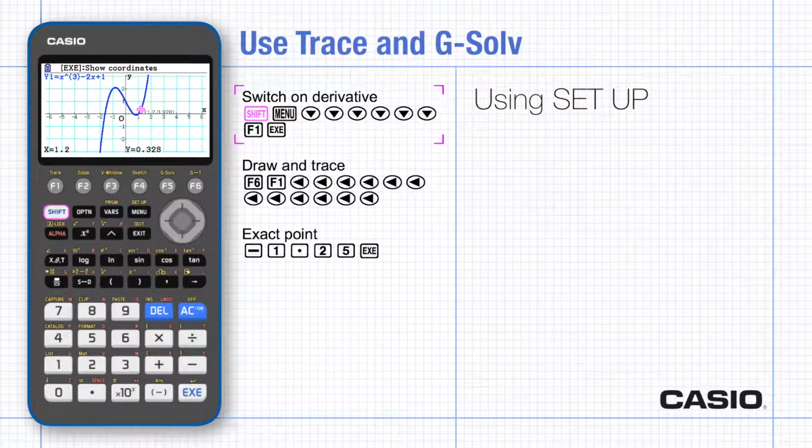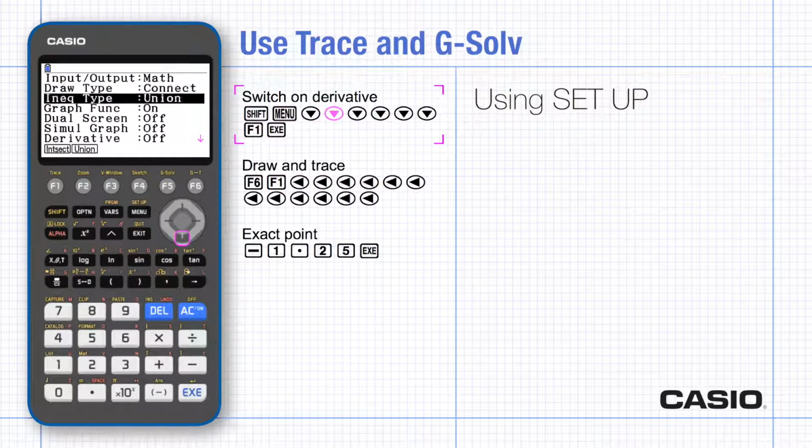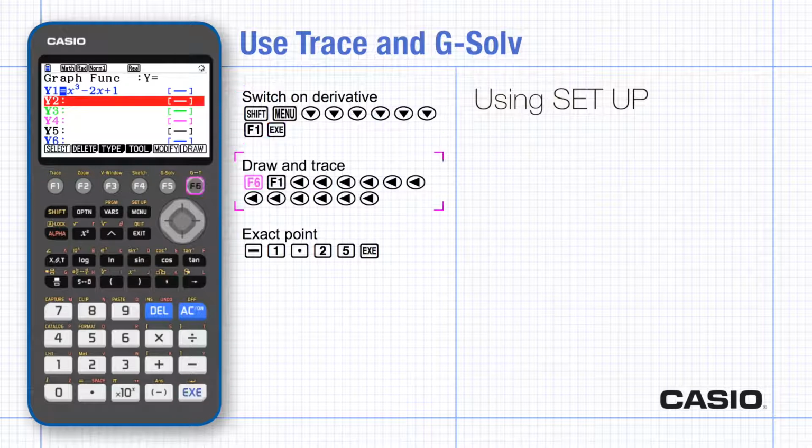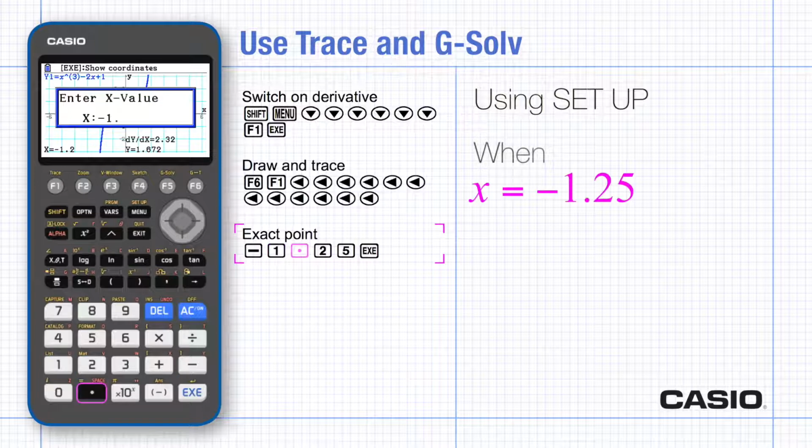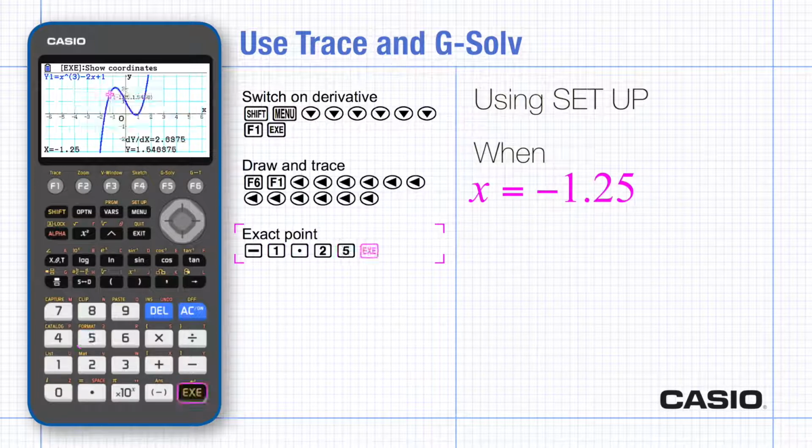Using Setup, you can switch the derivative on. If you scroll down through the list, you get down to derivative and just choose On. Now when you redraw your graph and trace, the value of dy/dx is also given on the screen. If you want to know the values for a particular point, you can just type in the x-coordinate and enter.